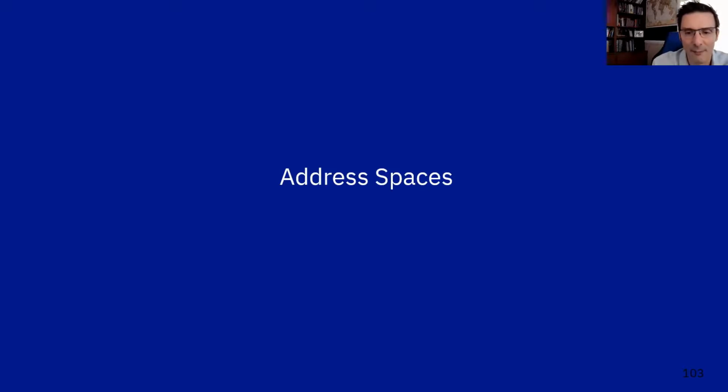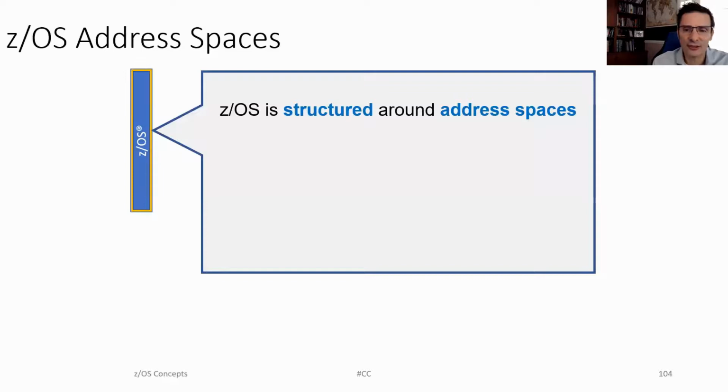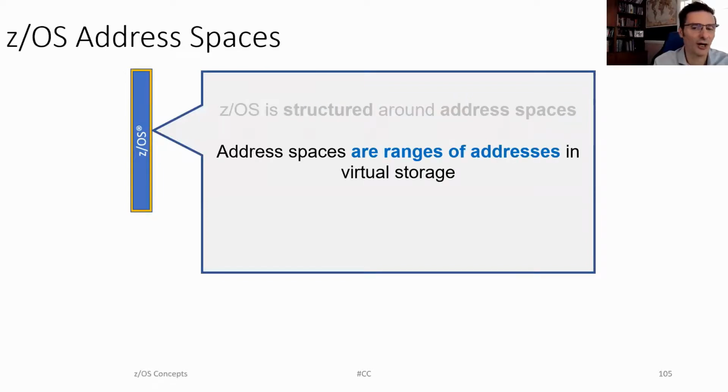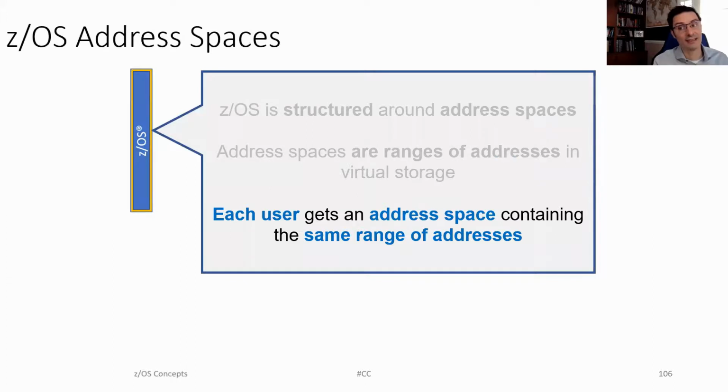Now we're going to talk about the real core of zOS, the address spaces. zOS is structured around this concept of address spaces. And really what they are is ranges of addresses in virtual storage. Each user, in the example we just talked about before, gets an address space, which contains the same range of addresses that their user ID can utilize to run programs, to access data, etc.